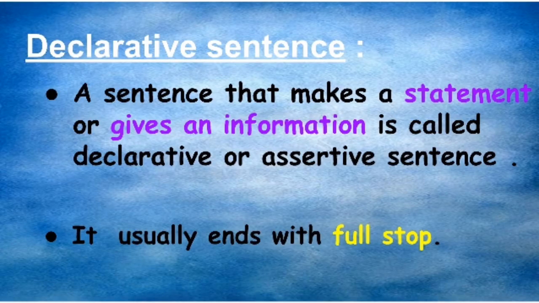First, let's see the declarative or assertive sentence. Children, what is a declarative sentence? A sentence that makes a statement or gives information is called a declarative or assertive sentence. It usually ends with a full stop.